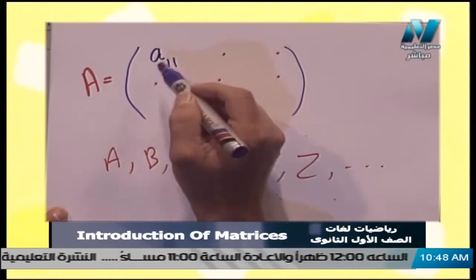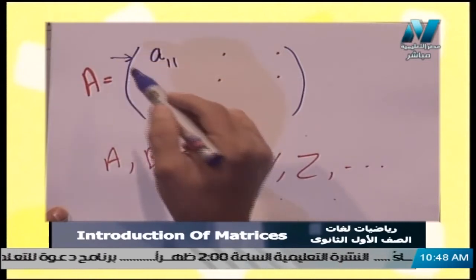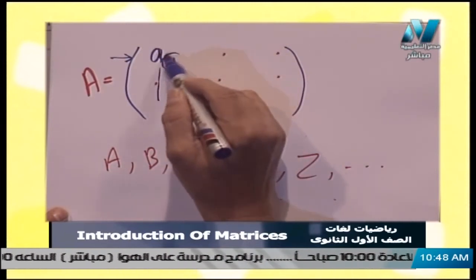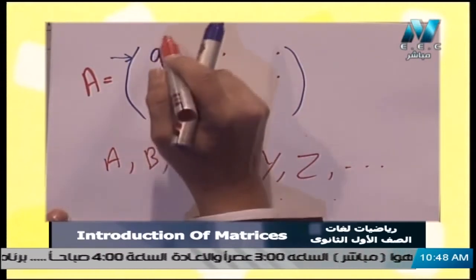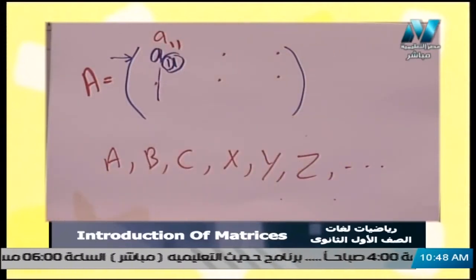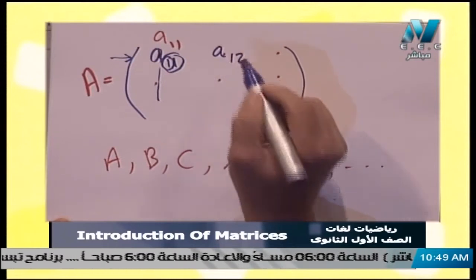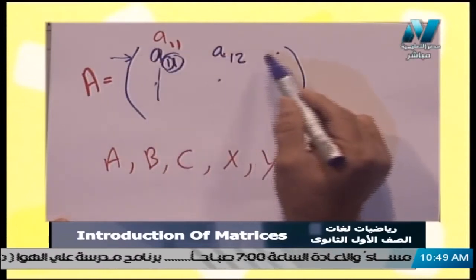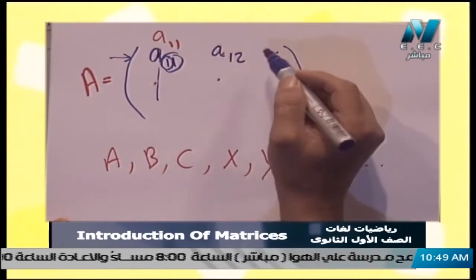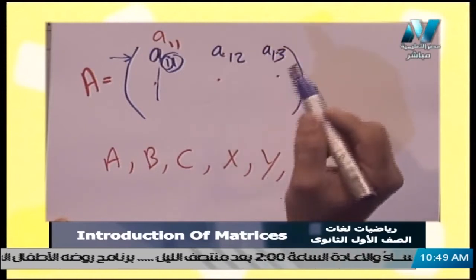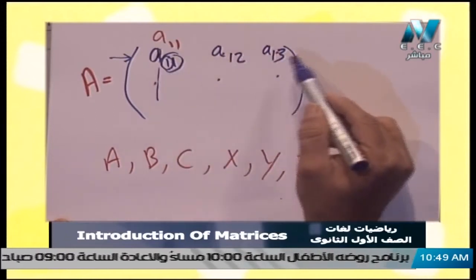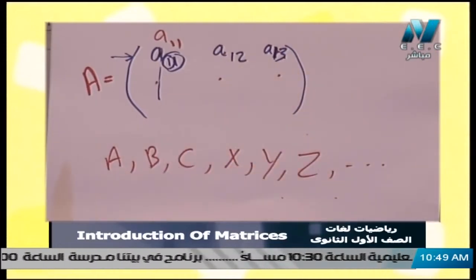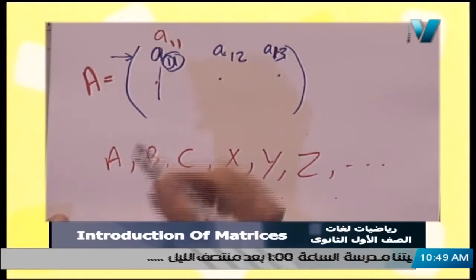Why 1, 1? Here, this element lies inside the first row, so we have 1. And it lies also in the first column, so we have another 1. So we write it as A11. And the second element, we call it A12. Why 12? Row number 1 and the column number 2. This element will be A13. This element lies in the first row, the row number 1, and the third column, the column number 3. Okay, now you can complete with me. We have this element here. We can write it A21.